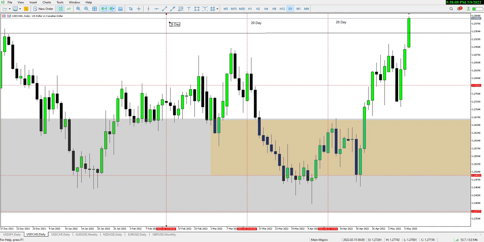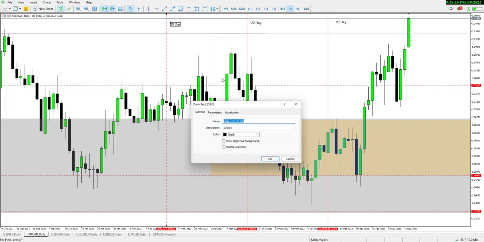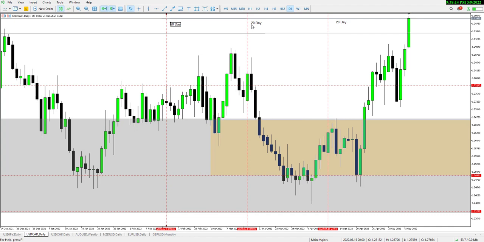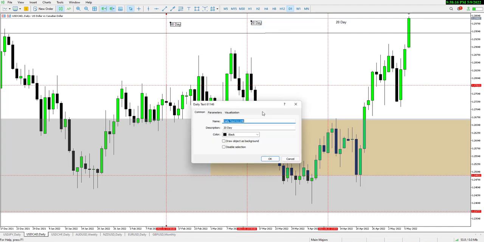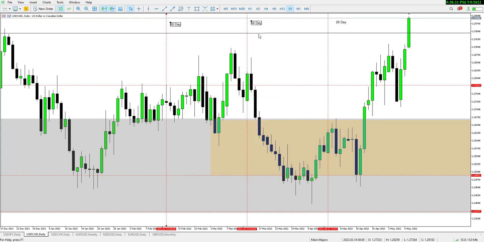Just going to copy this, and then this becomes 60-day, then this becomes 40 days. So this is my look back period. So that's my 60, that's my 40, that's my 20, right?